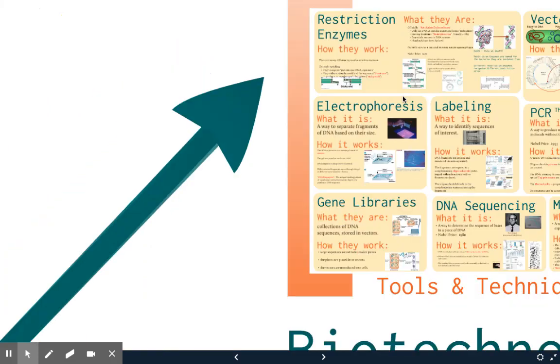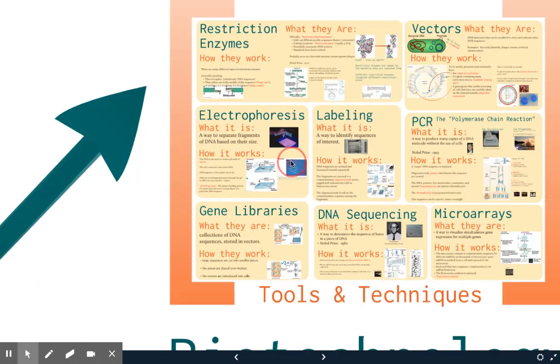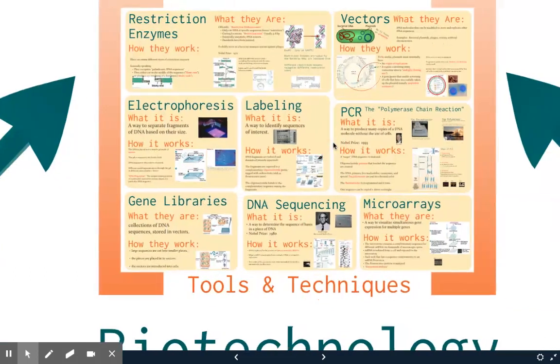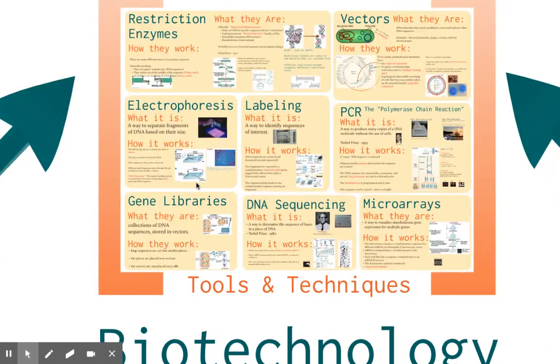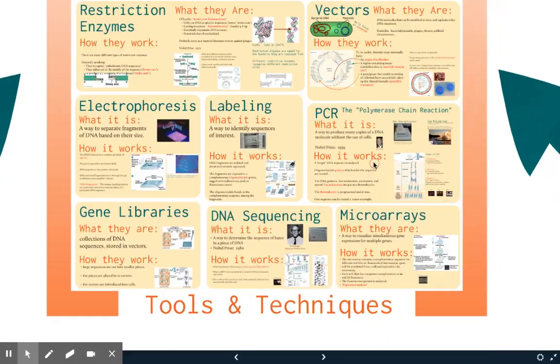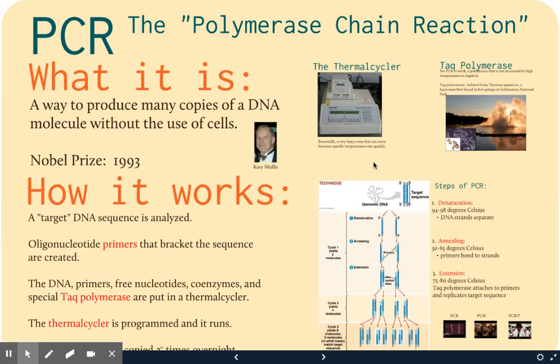So cool. Electrophoresis is probably the one that comes up the most often, because they want to figure out, can you just compare the bands? So you just have to look at the bands. Do they match up? And then what does that tell you about those two organisms?